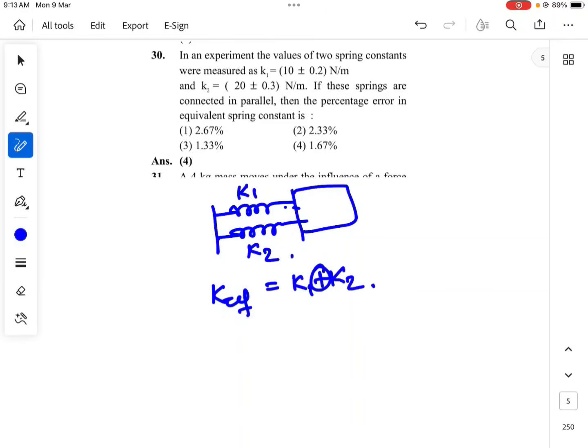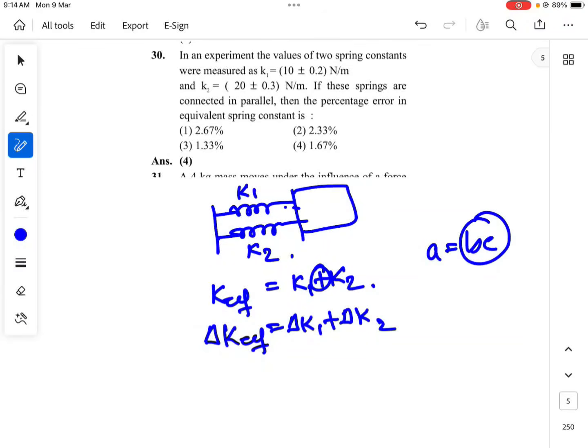Because of this addition, you are supposed to add the absolute errors here. Delta K effective is equal to delta K1 plus delta K2. You are not supposed to add the relative errors, but absolute errors. For example, if you have A is equal to BC, that is multiplication, then you are supposed to add the relative errors. I hope you know it. And then there is one more thing. If the springs are in series, okay, this question is over actually.